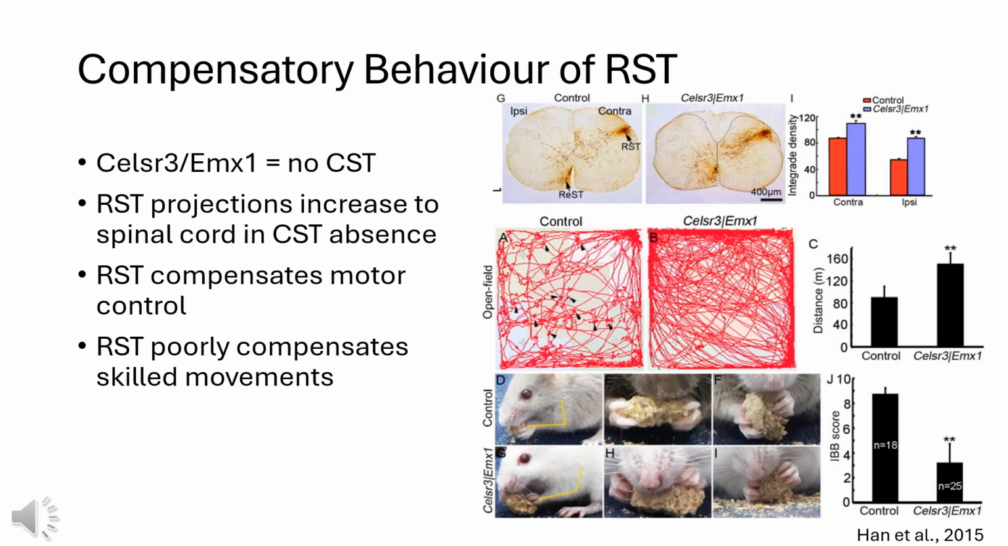To prove this point, the Han et al. paper explores the compensatory behavior of the rubrospinal tract using the SULSAR-3 EMX1 rat model, which blocks the formation of the cortical spinal tract. In panel G and H on the top right, the authors stain the axons of the rubrospinal tract and image the spinal cord. We see there's an increase in the number of projections to the spinal cord in the SULSAR-3 EMX1 rats visually, but also statistically counted out in panel I.